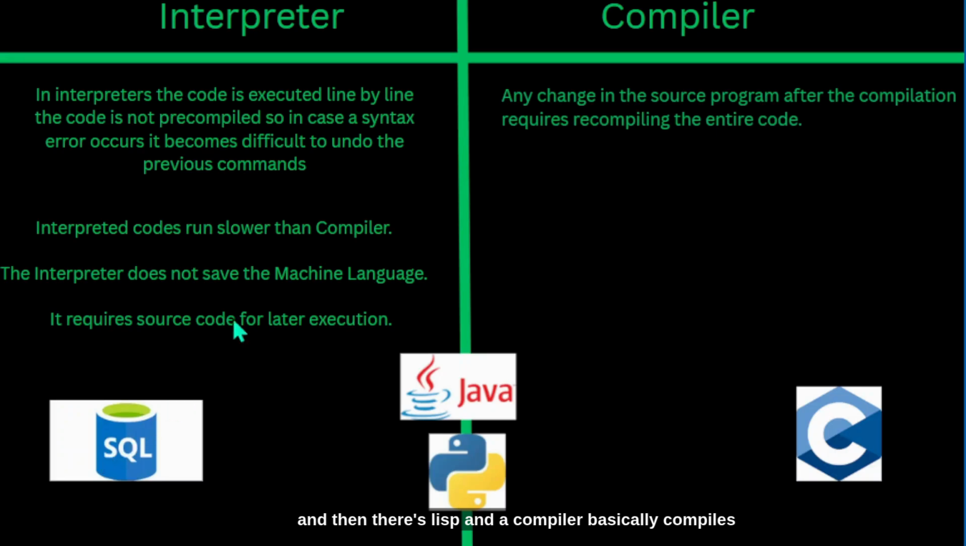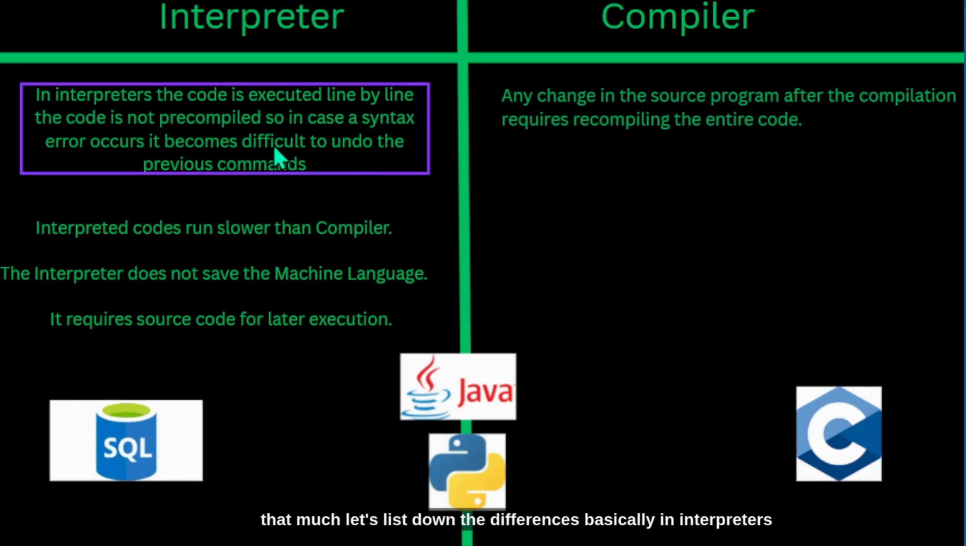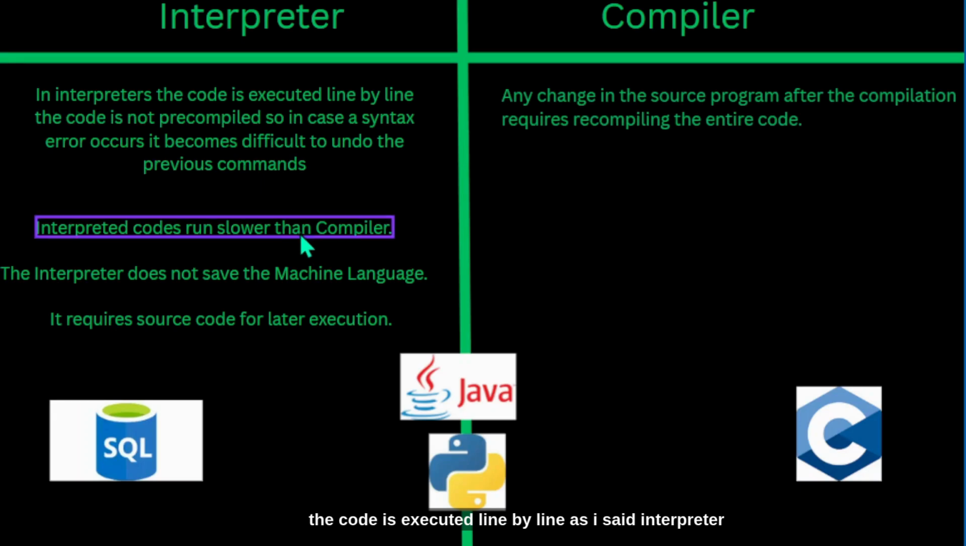And a compiler basically compiles the code all at once and generates an object file. A pure example would be the C language. There are others, I didn't research that much. Let's list down the differences. Basically, in interpreters, the code is executed line by line, as I said. Interpreted code runs slower because it is running each instruction when we are running the code. When we have executed the file, then it is running the code line by line.